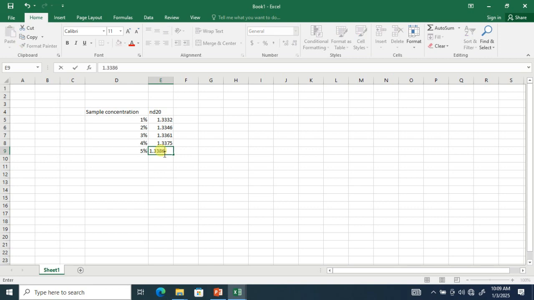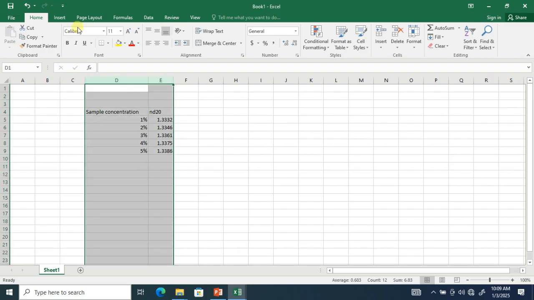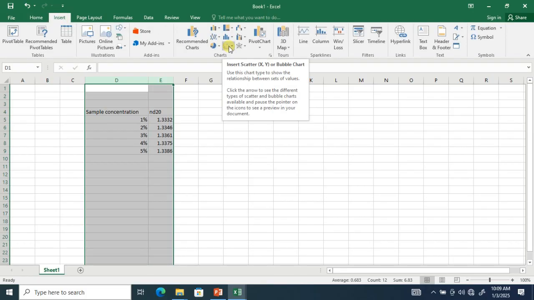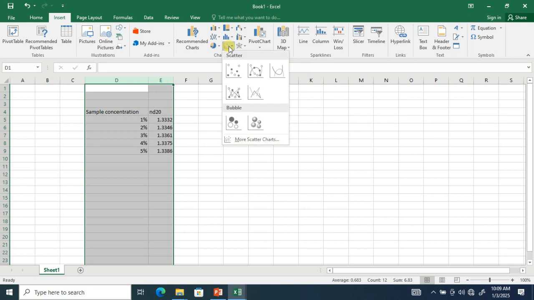So your values are plotted, right? We have the sample percentages and their corresponding ND20 values. Simply select these two columns, go to Insert, and then choose the option called insert scatter plot. A scatter plot is a plot by which we can plot the standard curve of any sample or experiment. Here we will go to the first option.